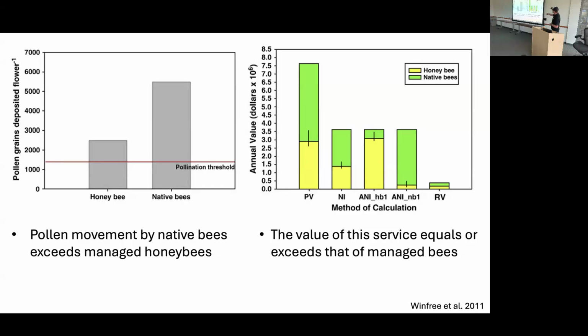When you look at this in terms of economic valuation, which is what this picture is showing you, across several different methods of calculation, for the most part, the value of that service is estimated to be similar to, if not much greater than, the economic value produced by honeybees, right? So not only are they really good at moving pollen around, that service is probably worth more than the service that we get from all these managed apiaries that we have all over the place.